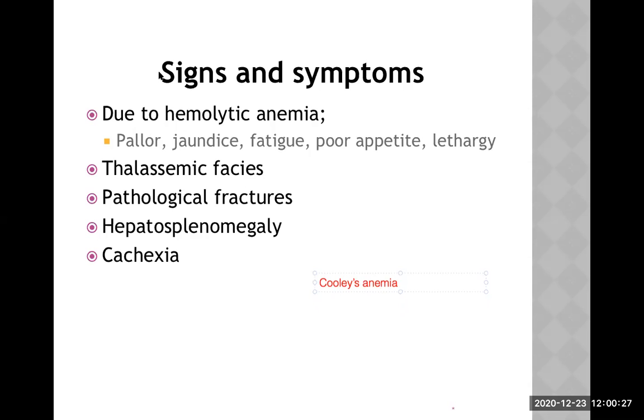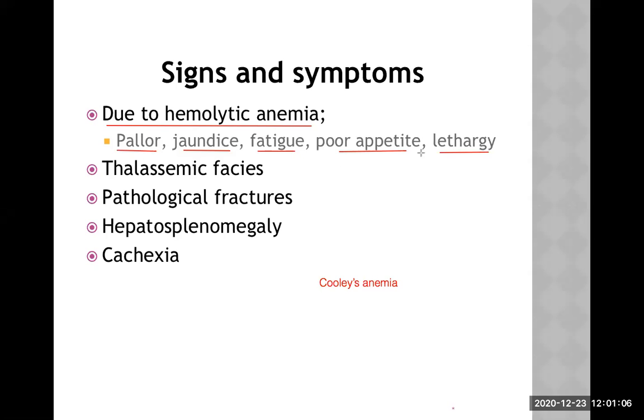Due to hemolytic anemia, these are the clinical features: pallor, jaundice, fatigability, poor appetite or anorexia, and lethargy. These are quite common. Now, why does hemolytic anemia occur? Because of abnormal hemoglobin synthesis, and these hemoglobins are destroyed in two ways. Let me repeat again. One, by ineffective erythropoiesis, which occurs inside the bone marrow, and another outside the bone marrow, mainly in the spleen and reticuloendothelial system.